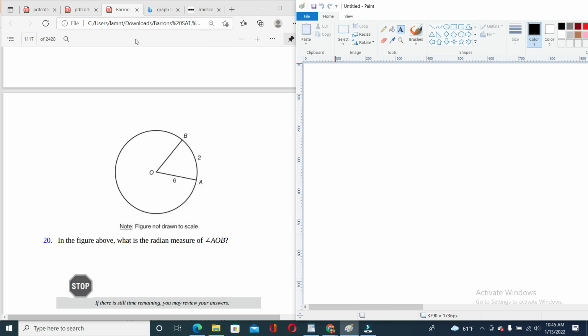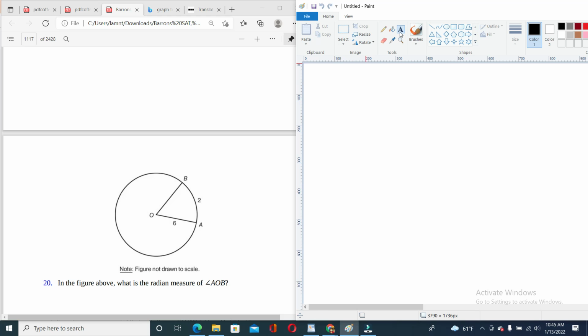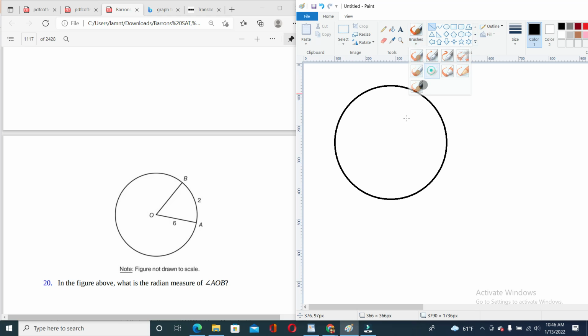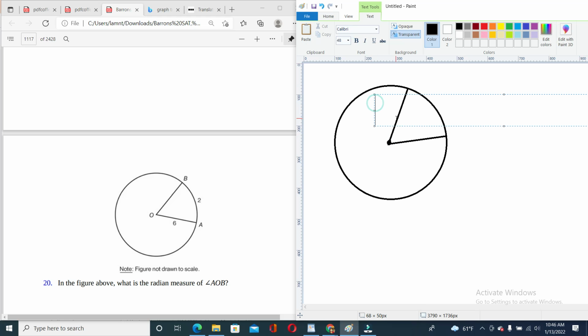Alright, what's the radian measure of AOB? Okay, so what is radian? So we have a circle, right? We have a circle here, and we have a center, and the center is O. Okay, and it has two radii. Let me just draw a radius. Something like this. It's two radii, so the radius is gonna be R.